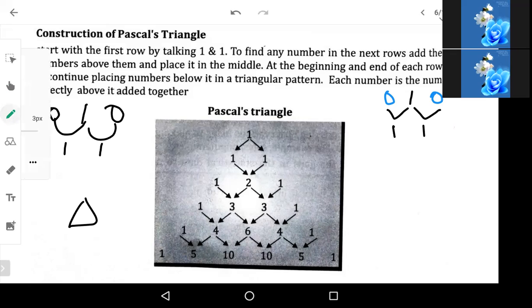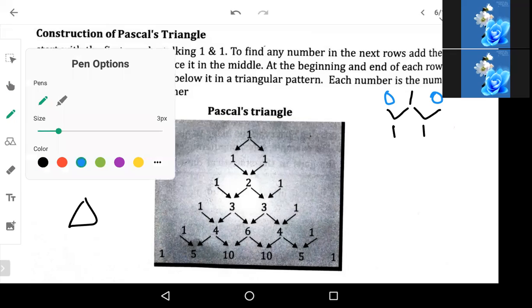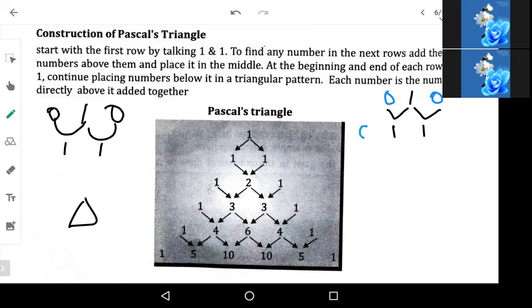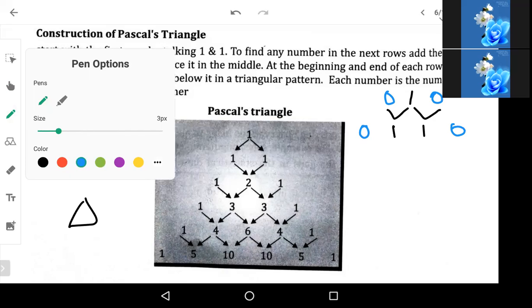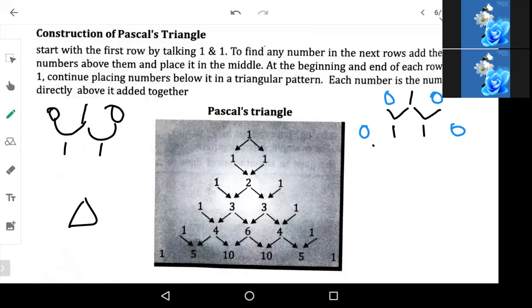Now again, in the second step, we are assuming there are 2 zeros next to that 1 and 1. To one corner there is a 0, to the other corner there is 1 more 0. Fine. Now again let us add the numbers. 0 plus 1 is 1. 1 plus 1 is 2. 1 plus 0 is 1. So this will be my second level.